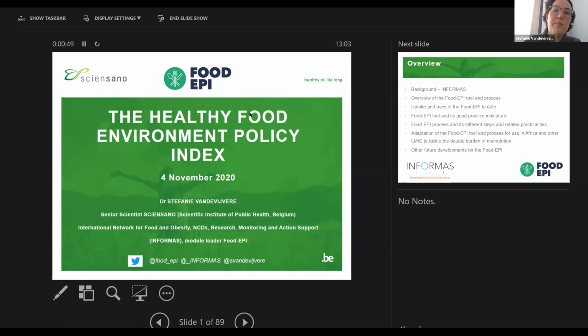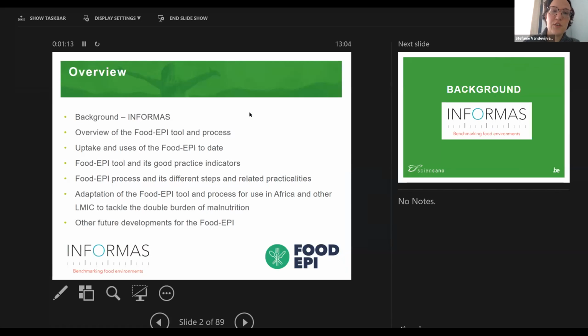This session is really meant for researchers who may be interested in conducting this process in their own countries and who want to know a bit more about how it's been used already, which countries have implemented it, what some of the benefits are, and also what's involved in order to conduct the process. So that's a short overview.